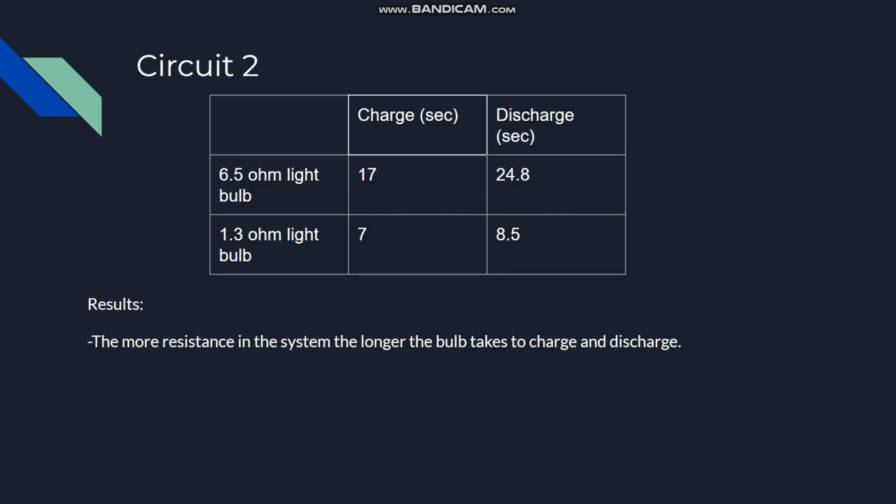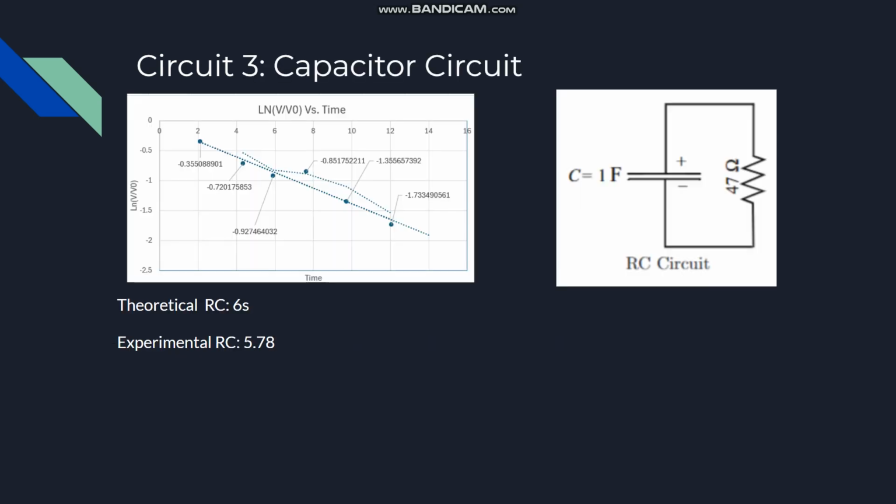Circuit 2, we have a little graph here. With a less resistant light bulb, it was able to charge faster and it discharged faster than when it had a higher resistant light bulb, as you can see here, 1724 comparatively. The result was the more resistance you have in a system, the longer the bulb takes to charge and discharge, because if there's more resistance, then it makes everything travel slower. So it's going to take longer to charge, and it's going to take longer for these electrons to discharge as well.